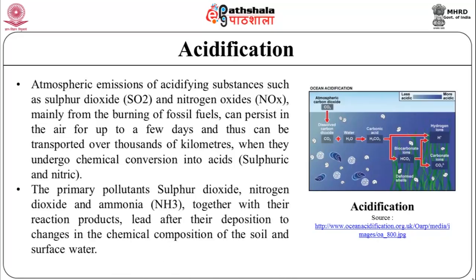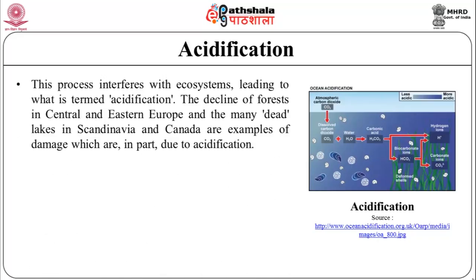The primary pollutants, sulfur dioxide, nitrogen dioxide, and ammonia, together with their reaction products, lead after their deposition to changes in the chemical composition of the soil and surface water. This process interferes with the ecosystems, leading to what is termed acidification. The decline of forests in Central and Eastern Europe and the many dead lakes in Scandinavia and Canada are examples of damage which are in part due to acidification.